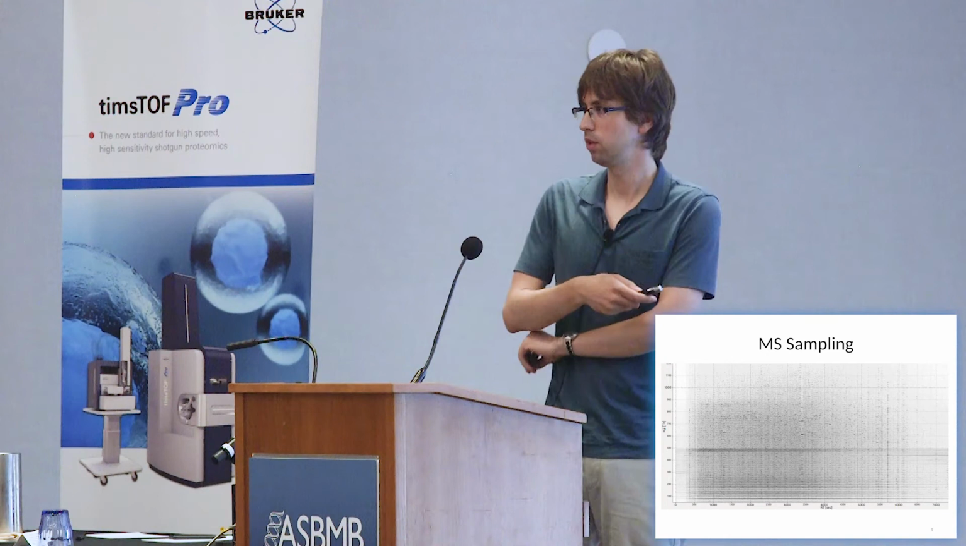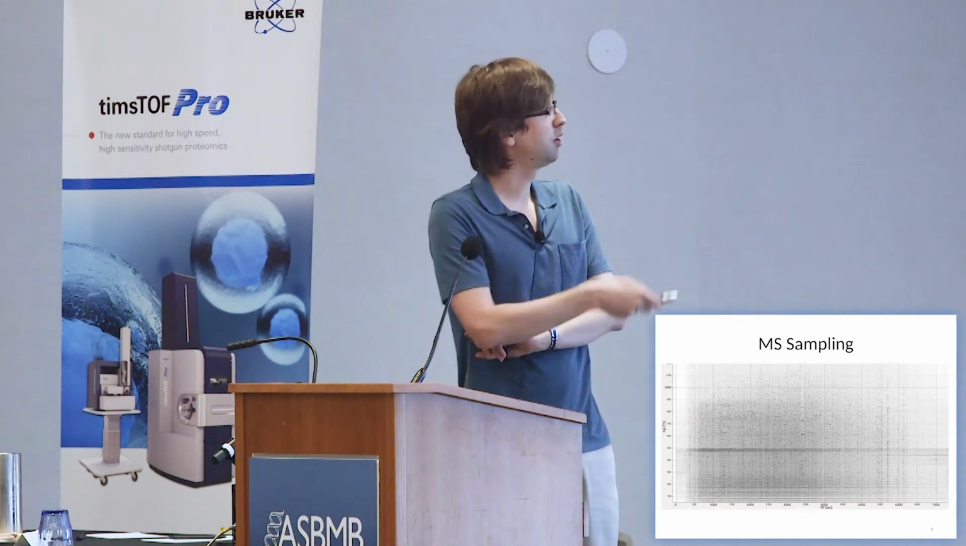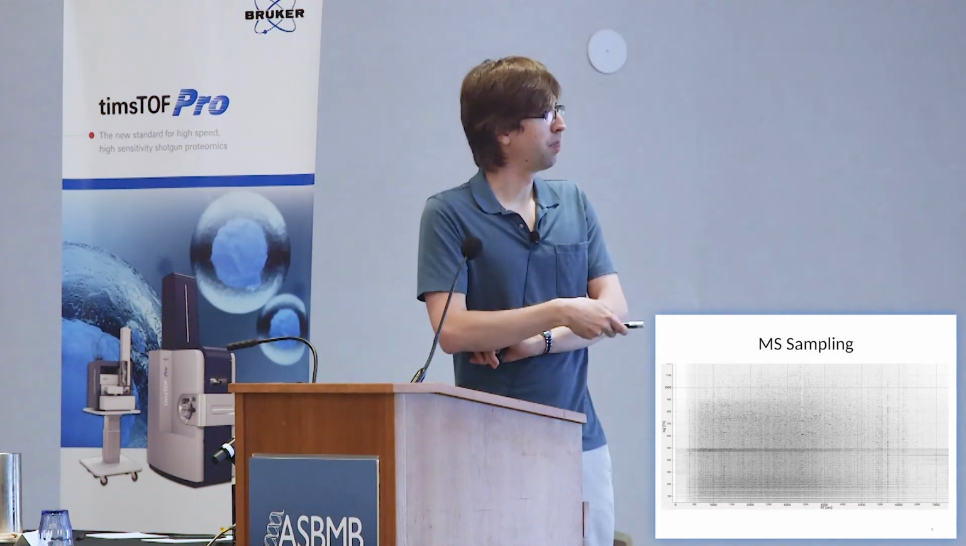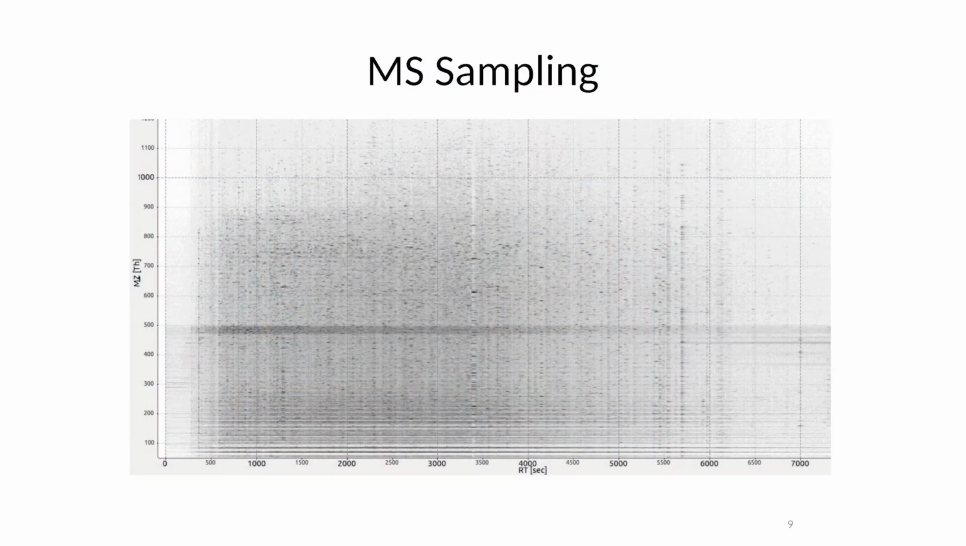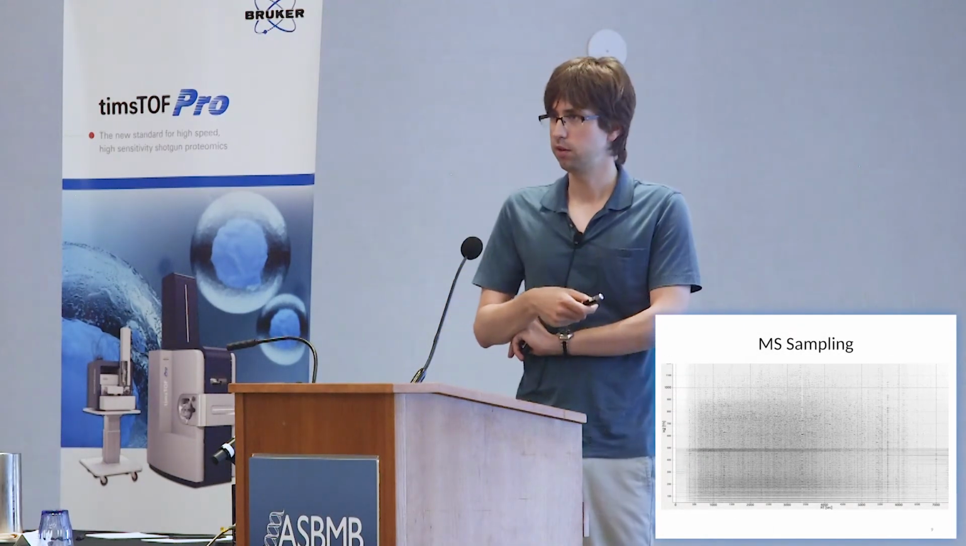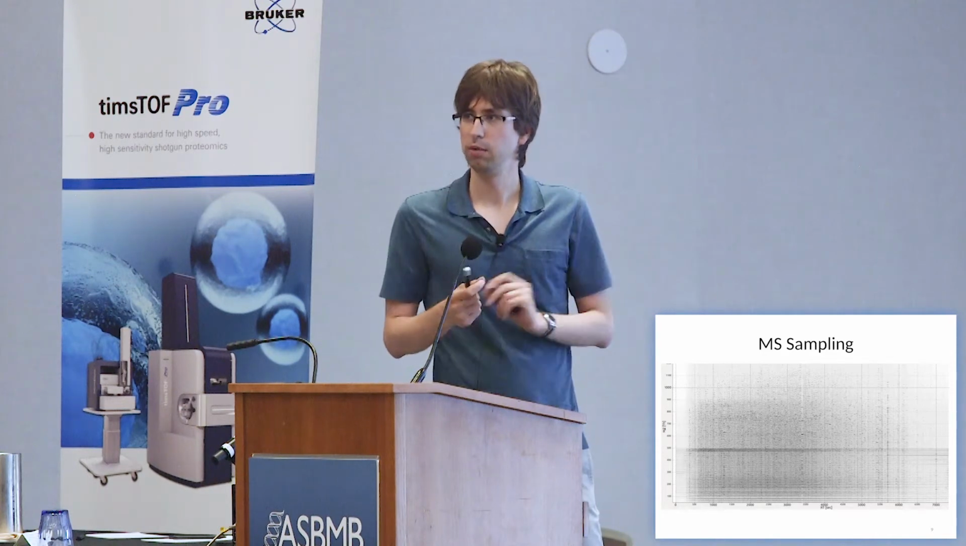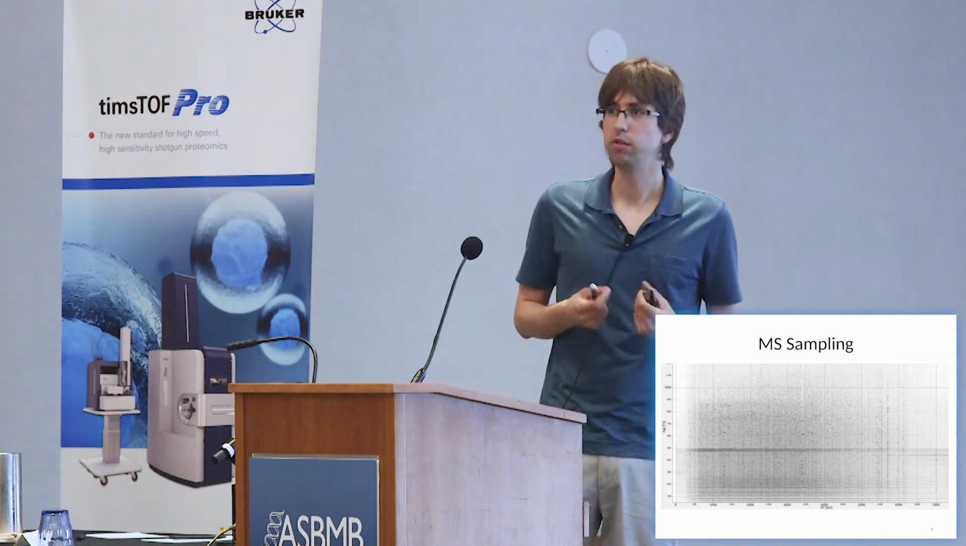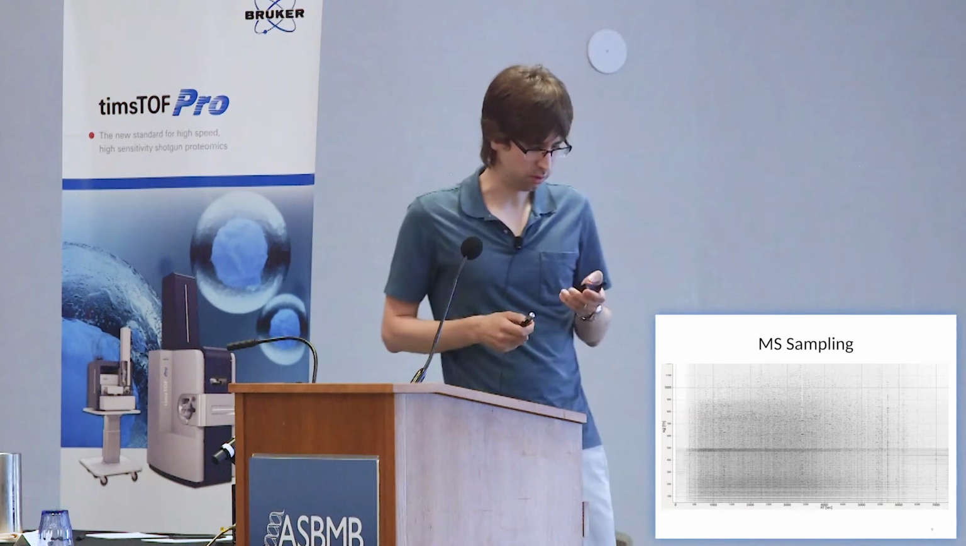The way we look at the data is really that we look at this two-dimensional plane spanned by mass to charge and by retention time, where each of these individual dots is an individual peptide precursor. One of the challenges we have in mass spectrometry is that we would like to sample this space as comprehensively as possible. However, our mass spectrometry instruments are not fast enough to sample the whole space.